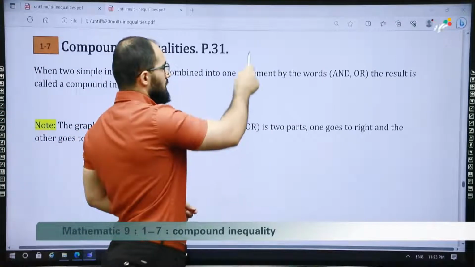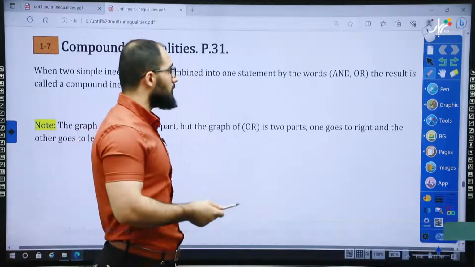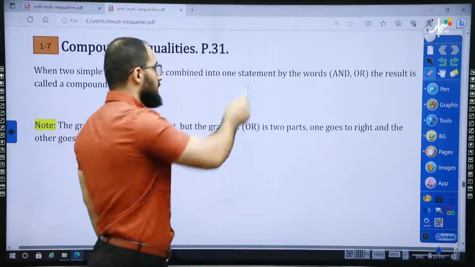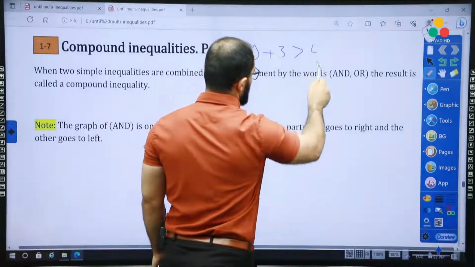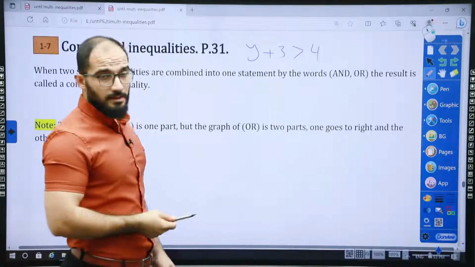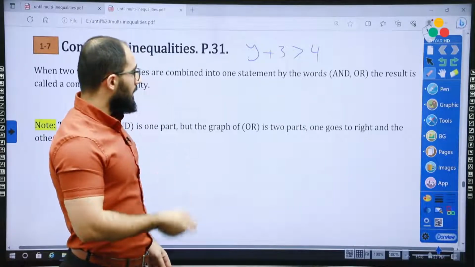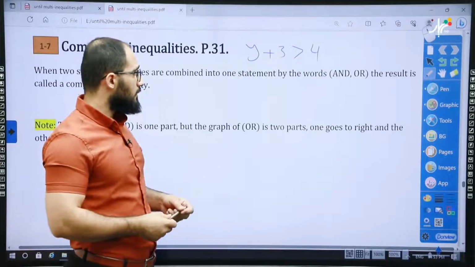The first one was solving inequalities, when we had single-step inequalities that we could solve in one step. For example, y plus 3 greater than 4. This is a single-step inequality. We could solve it so easily. And we had addition inequalities, subtraction inequalities, and also division inequalities.